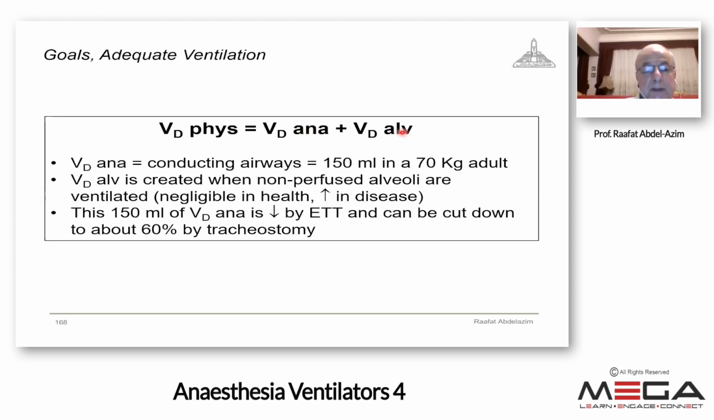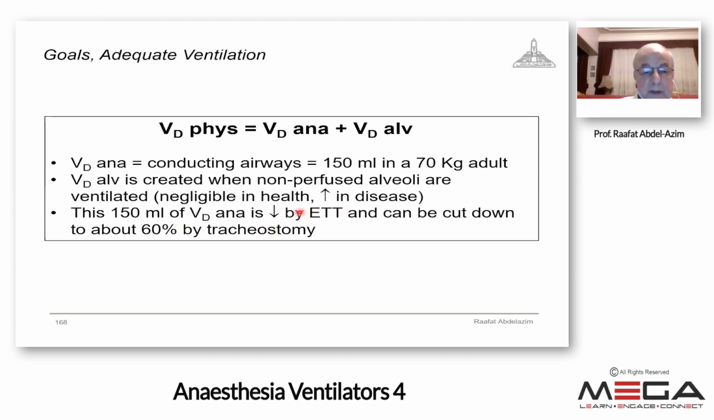Plus the alveolar. What is alveolar dead space? The alveolar dead space is created when some alveoli that are not perfused are ventilated. This value is negligible in health, but increases in disease. In diseases in which some alveoli are not perfused, but we ventilate with mechanical ventilation, having these alveoli that are ventilated but not perfused will create alveolar dead space. It should be added to the anatomical dead space to have the physiological.